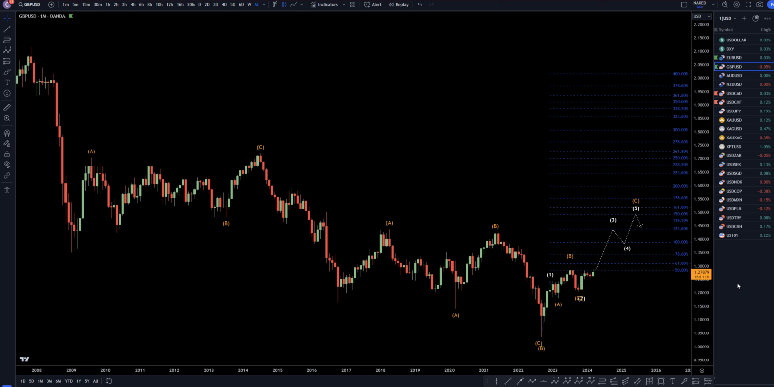Today is Wednesday, March 13th, and this is my analysis of the pound US dollar, starting on the monthly, working my way down to the 1 hour time frame for the full top down analysis.